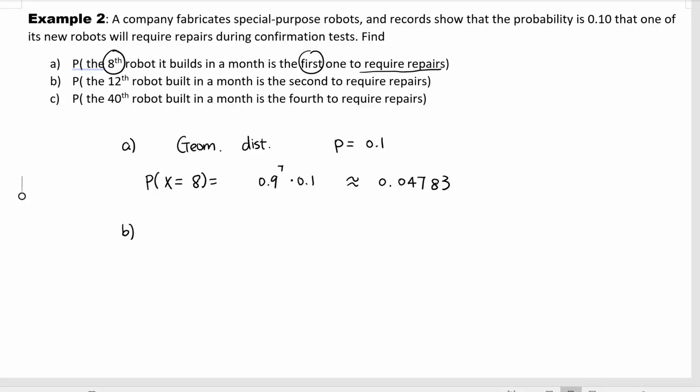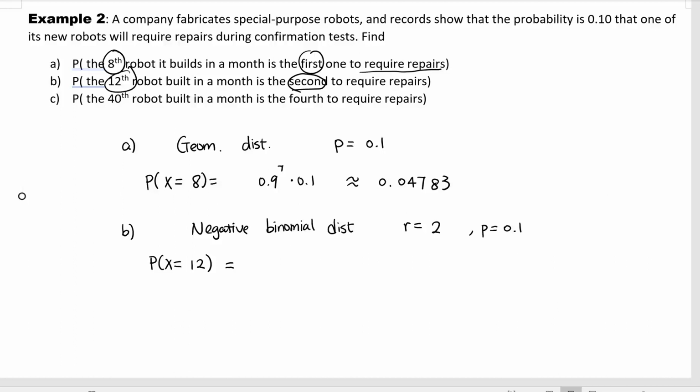So, we have the second success in the 12 trials. So that is negative binomial distribution. Remember, R is the number of successes, and that is the smaller number. Second and 12, 2 and 12. Which one is smaller? I bet you know it's 2, right? And P is still 0.1. So probably X equals the bigger number, 12.